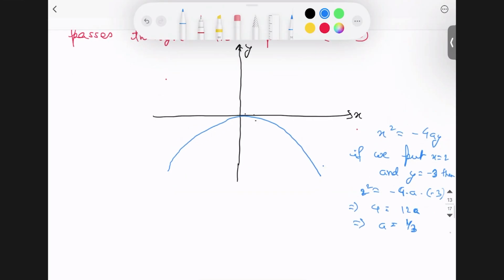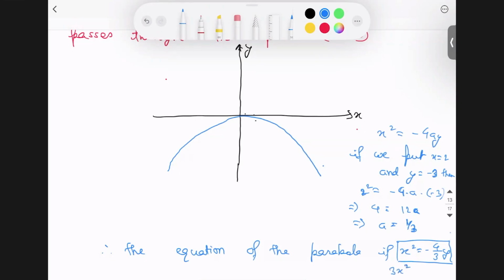So putting a equals to 1 by 3, we can get the equation of the parabola as x squared equals to minus 4 by 3 y, or you can say 3x squared equals to minus 4y. So this is the equation of the parabola.